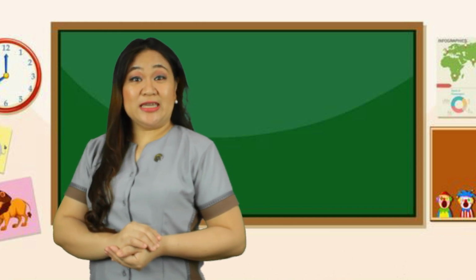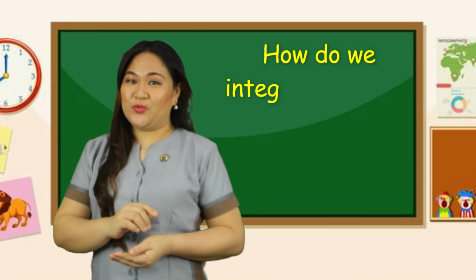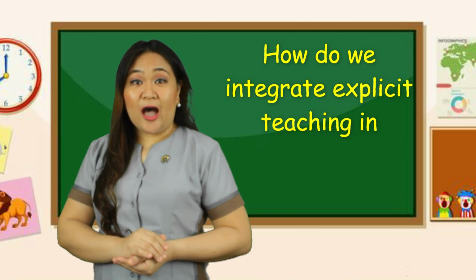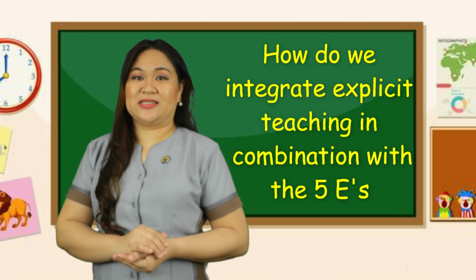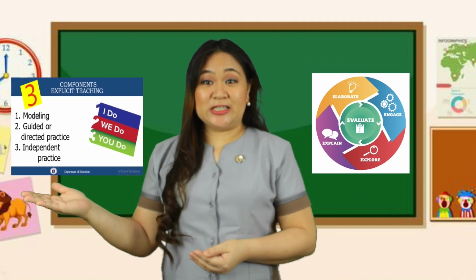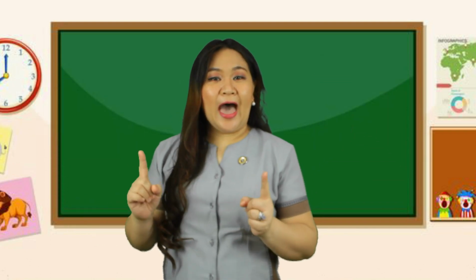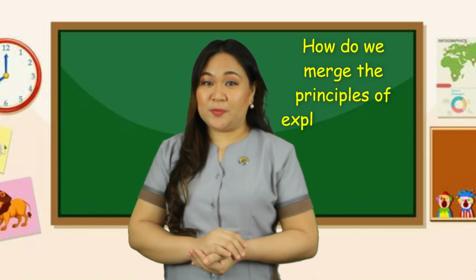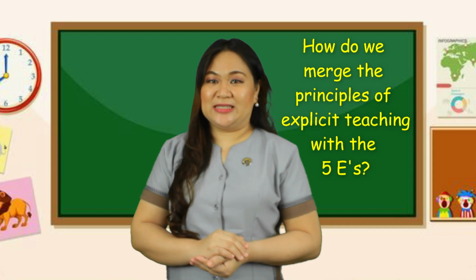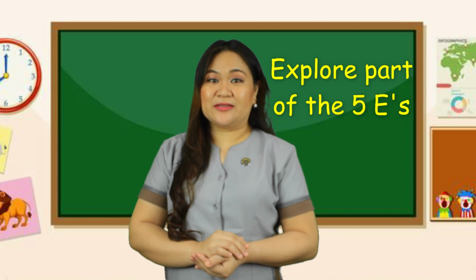The next question is, how do we integrate explicit teaching in combination with the 5 E's? If these are the steps in the 5 E's, and these are the steps in the explicit teaching, how do we merge the principles of explicit teaching with the 5 E's? The first step in the explicit teaching, which is the I do or modeling part, is done during the explore part of the 5 E's.